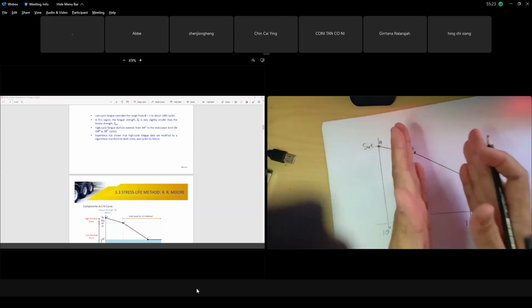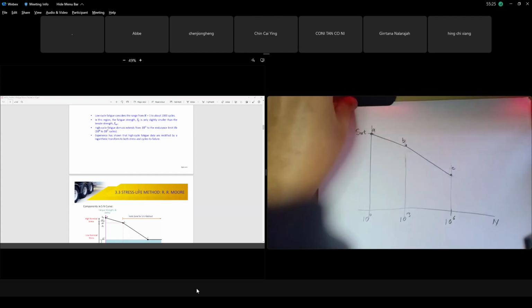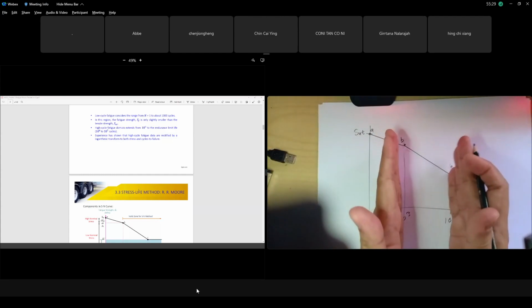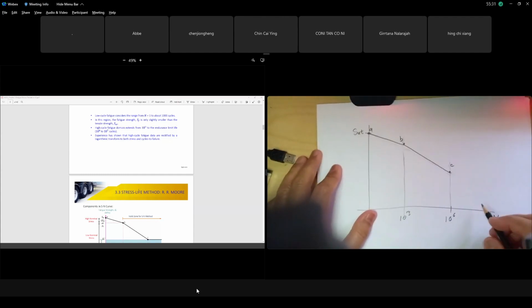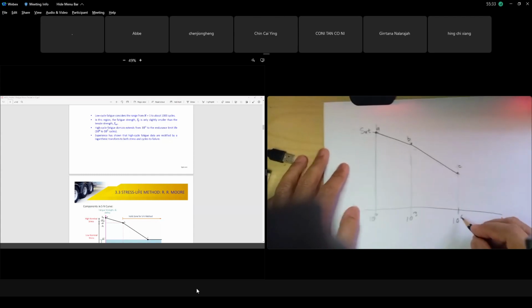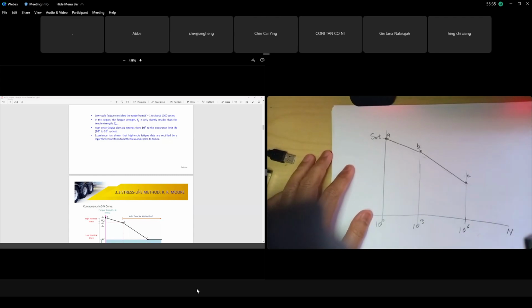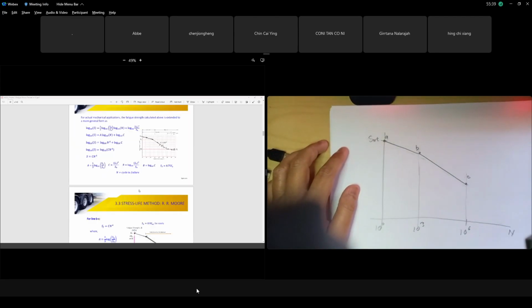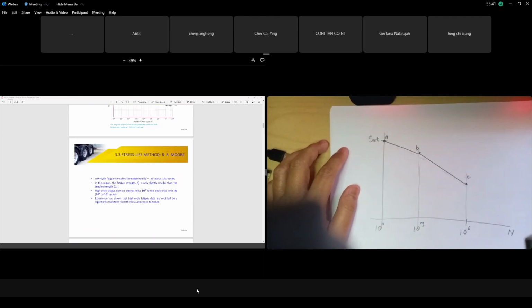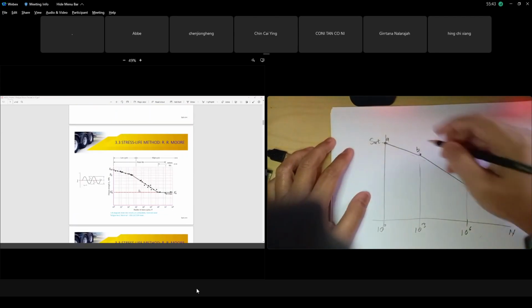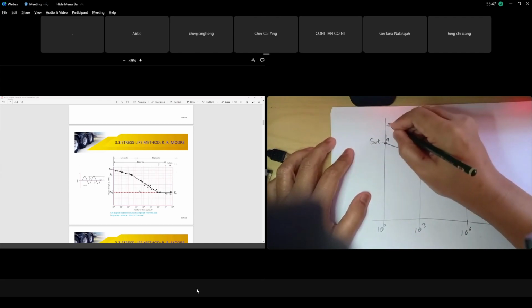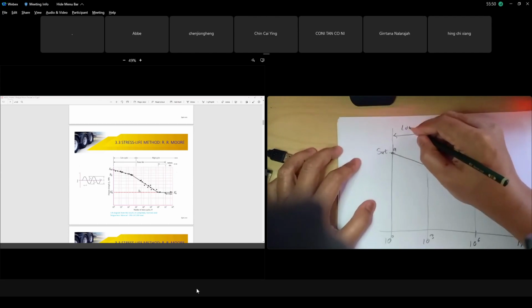Our point of consideration, if your fatigue stress falls along this zone, normally it is between 10 to the power of 6 and above 10 to the power of 6. Here, because this is strength and this is cycle, the cycle range that we consider here is low cycle. Low cycle is between one cycle to 10 to the power of 3. This is low cycle.